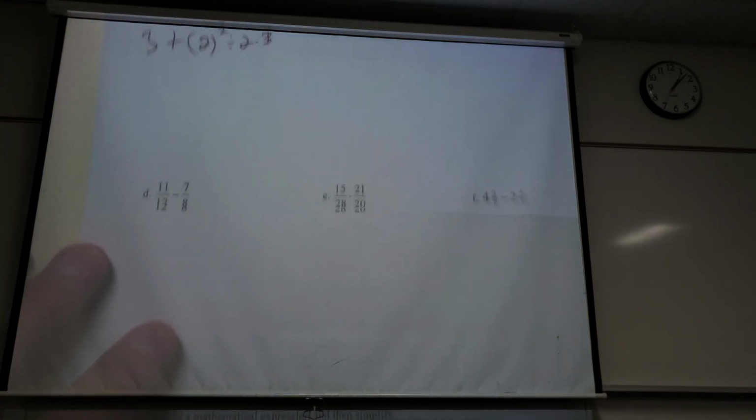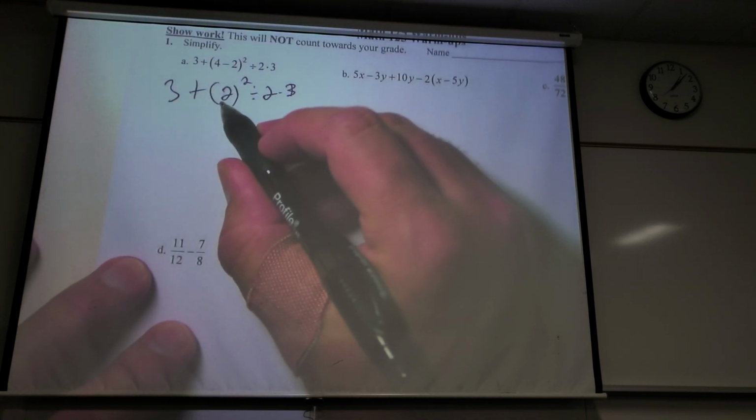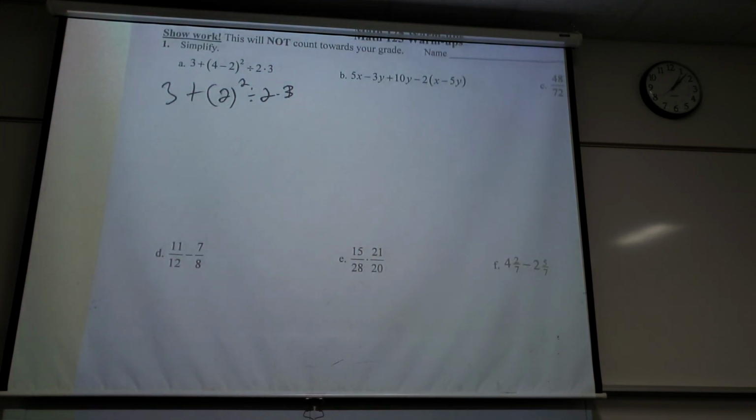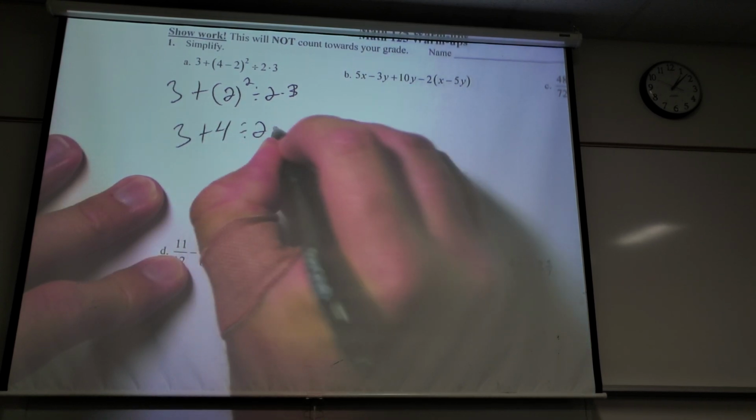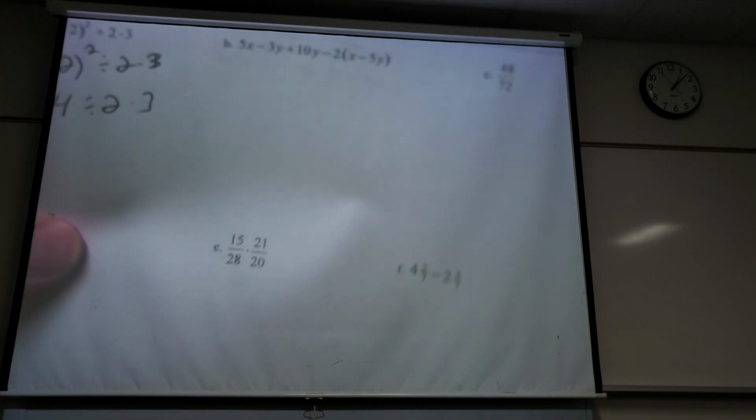Let me see if I can rewrite this again. Instead of automatically doing it, let's do one more step and then I want to show you something. What's the next step? No question, everybody should get this. Exponents. 2 squared? 4. Now, let me put this back here. What do I have? 3 plus 4 divided by 2 times 3.